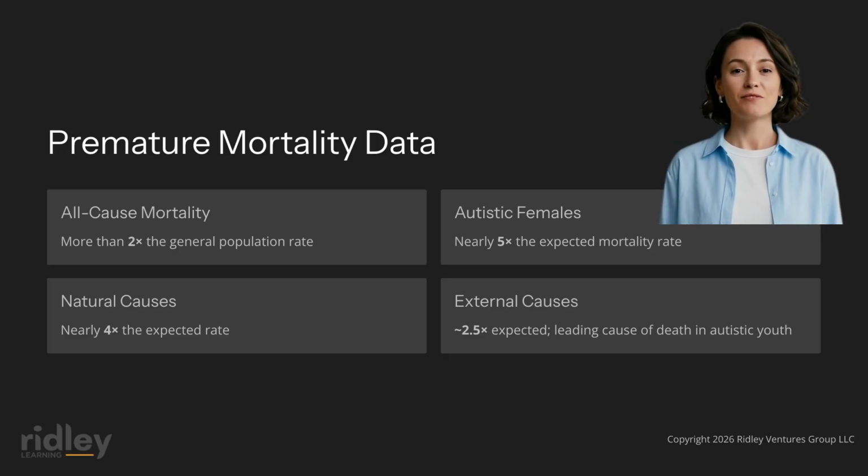Autistic males died at roughly twice the expected rate, and autistic females died at nearly 5 times the expected rate, revealing a disproportionate mortality burden borne by autistic women that was consistent across multiple datasets. Death from natural causes occurred at nearly 4 times the expected rate, and death from unnatural causes, including accidents, suicide, and homicide, occurred at roughly 2.5 times the expected rate, with both findings showing strong statistical reliability. External causes were the leading underlying cause of death among autistic youth and young adults.